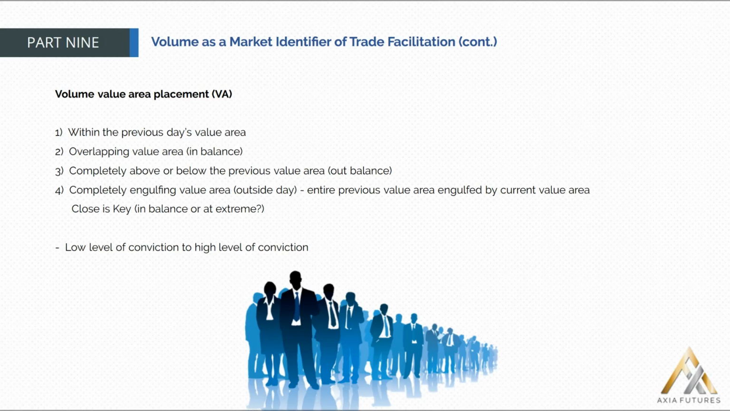Why? Because sellers and buyers are agreeing to the same sets of prices that they agreed to on the previous day. The second example is where we have a little bit of overlap, or a percentage of overlap, between today's value area and the previous day's value area. Remember, this is still an imbalanced market, so it's not the highest level of conviction, but it's slightly more convicted than a complete value area within the previous day's value area. The next level is where the value area is trading completely above or below the previous day's value area. Note this is when a market is slightly out of balance.